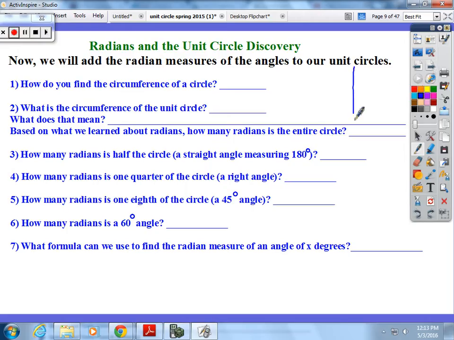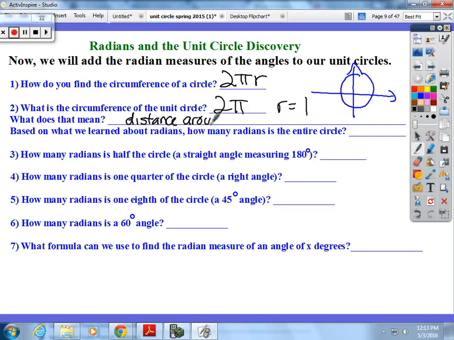So thinking about that unit circle we just looked at, you've got a circle here. I know it's not perfect. So how do you find the circumference of any circle, not just the unit circle? Well, we know the formula is 2 pi r. And then if it's the unit circle, where the radius equals 1, then the circumference is 2 pi. Okay, so then what does that mean? Well, that means the distance around the unit circle, I'll use UC, is 2 pi. It's about 6 point something.